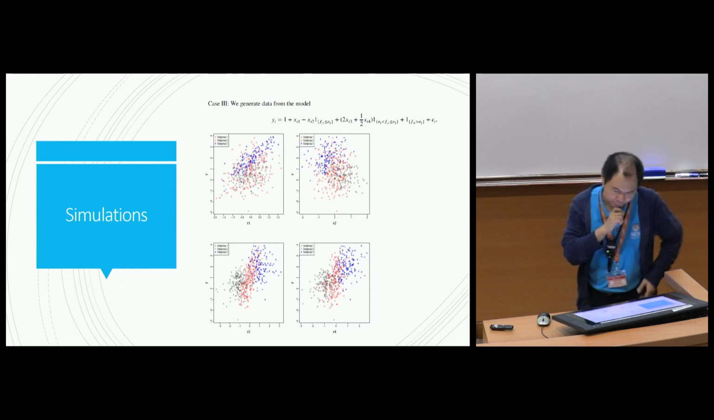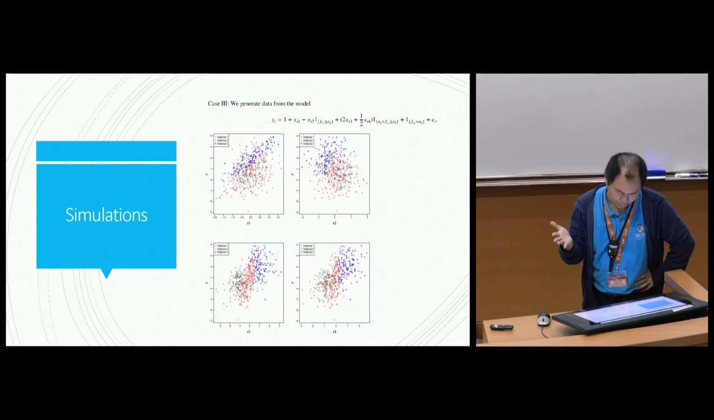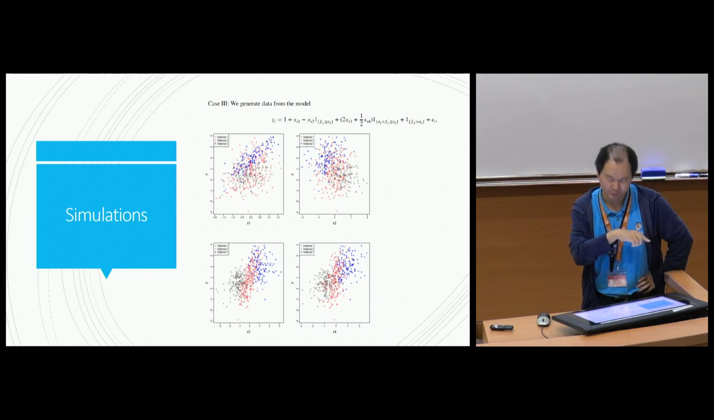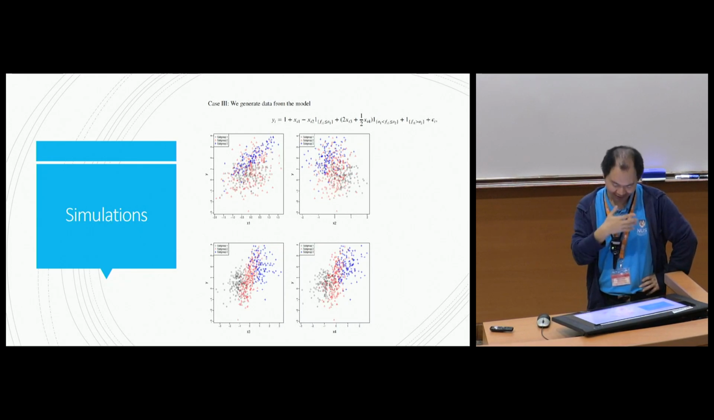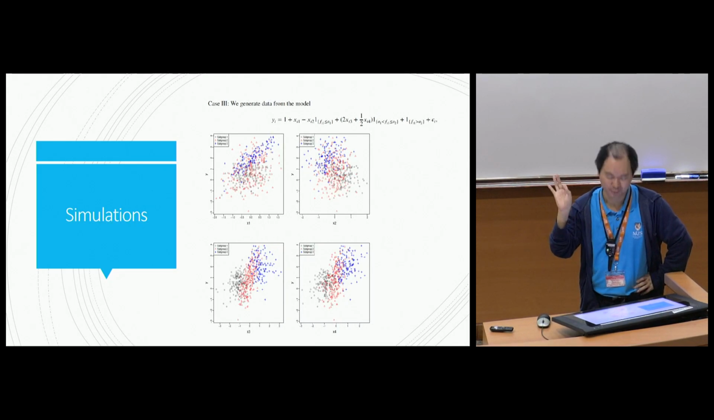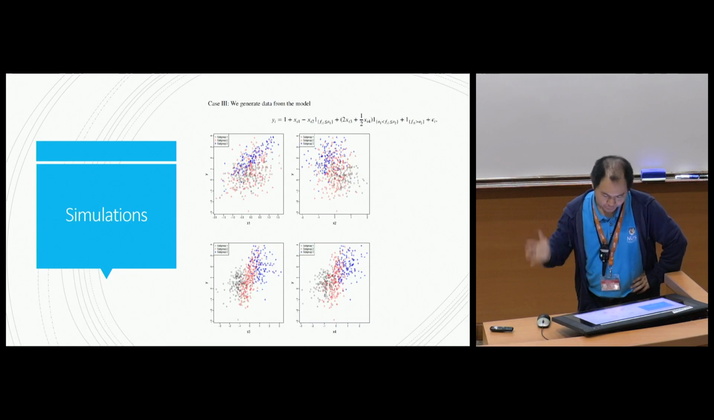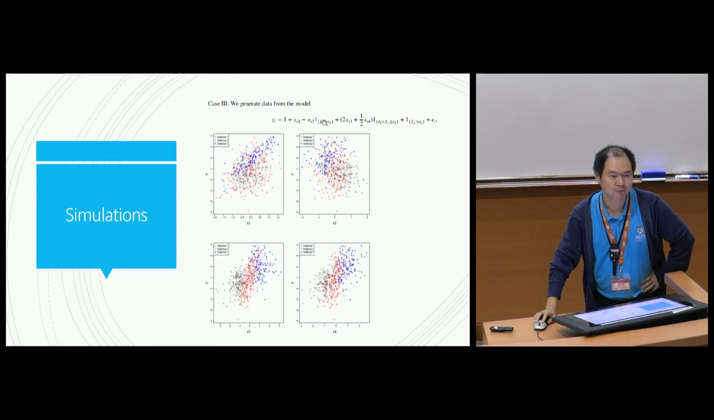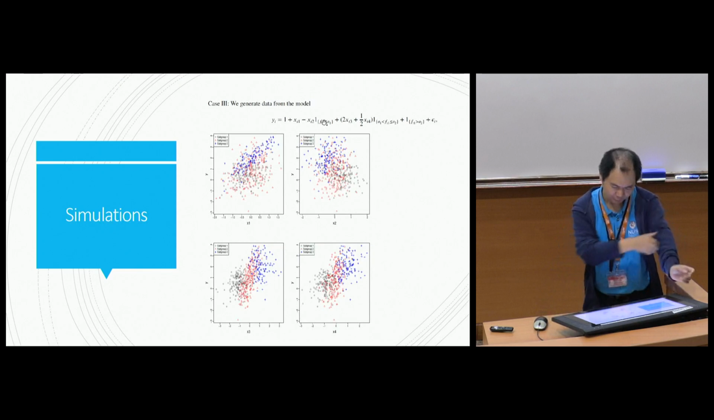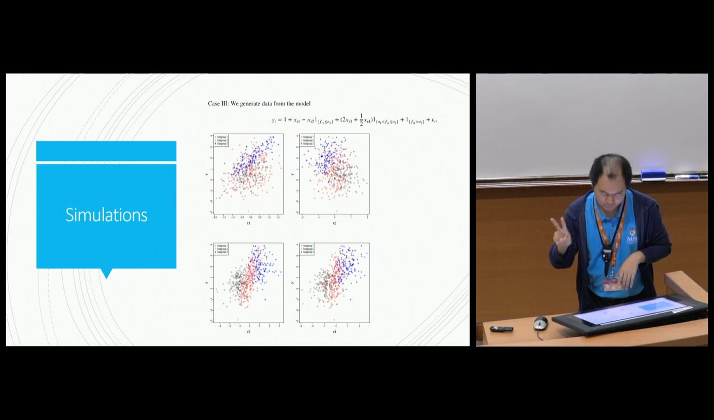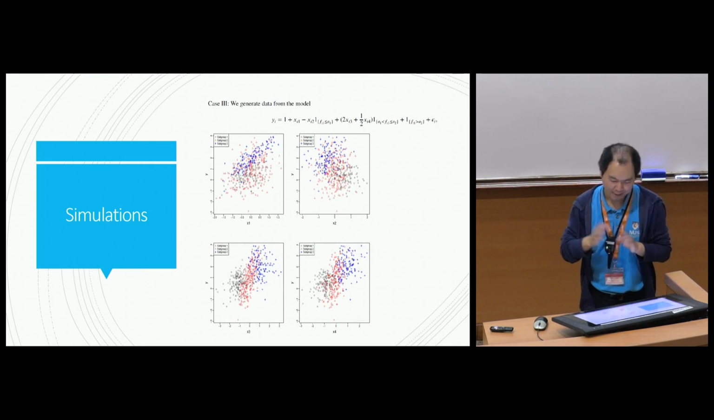And case 3 is slightly more complicated. That's what I showed you at the beginning of today's talk. In this case, we have 3 groups. And these 3 groups are also defined according to F, the first factor. And we have 2 change points here, so that we have 3 groups.